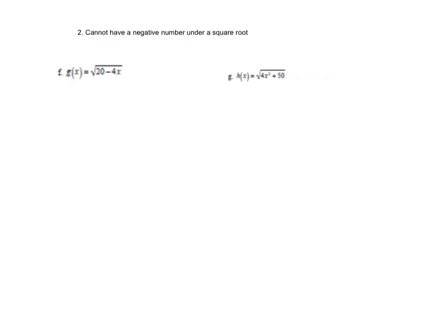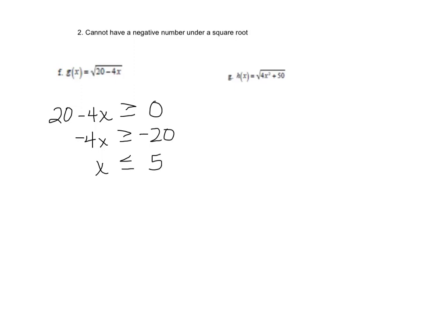The second type that would limit the domain would be if you have a square root, because you cannot have a negative number under the square root. So to do these types of problems, say on F, you would say 20 minus 4x has to be greater than or equal to 0, and solve for x. So I would have negative 4x is greater than or equal to negative 20. When you divide by the negative 4, it switches the sign, and so you have 5. So the solution set for that would be x is less than or equal to 5, or in other words, from negative infinity to 5 included.